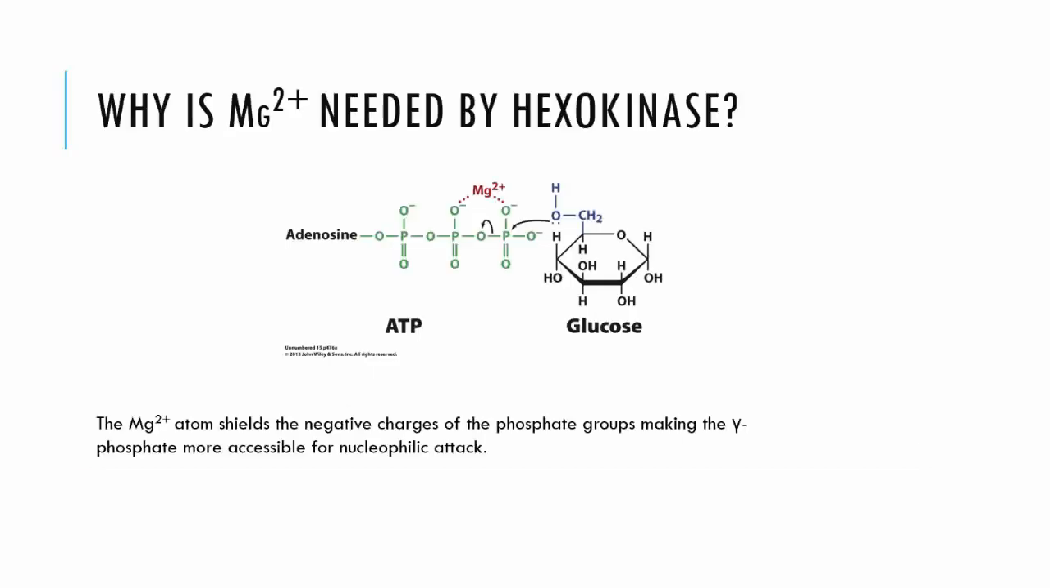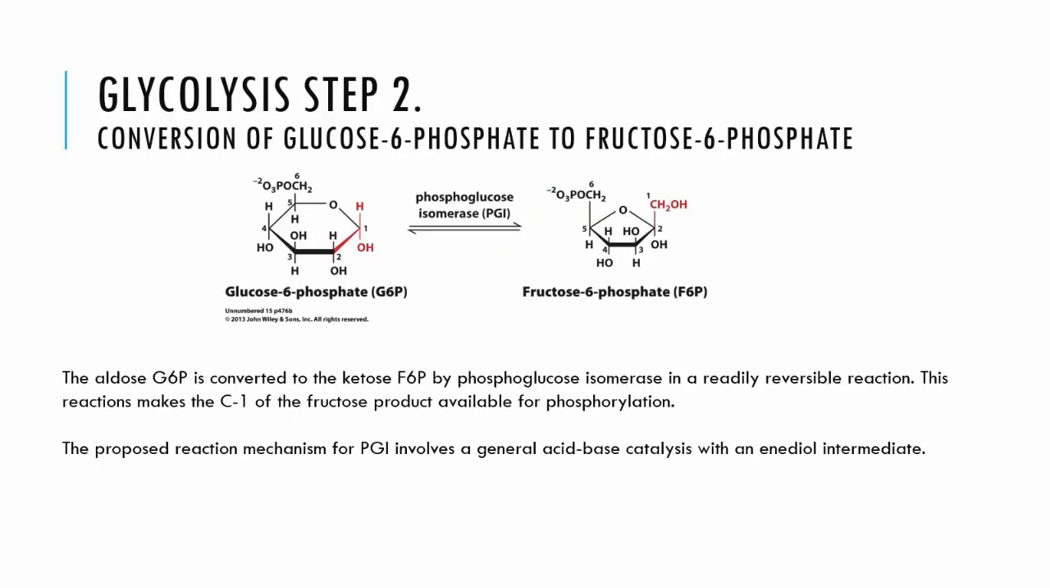As I mentioned previously, hexokinase phosphorylates glucose using ATP only in the presence of the cofactor magnesium. Magnesium is required by kinases such as hexokinase because it is used to help shield and stabilize the negative charges of the phosphate groups on ATP, allowing the gamma phosphate to be more accessible for nucleophilic attack preceding the phosphate group release and transfer.